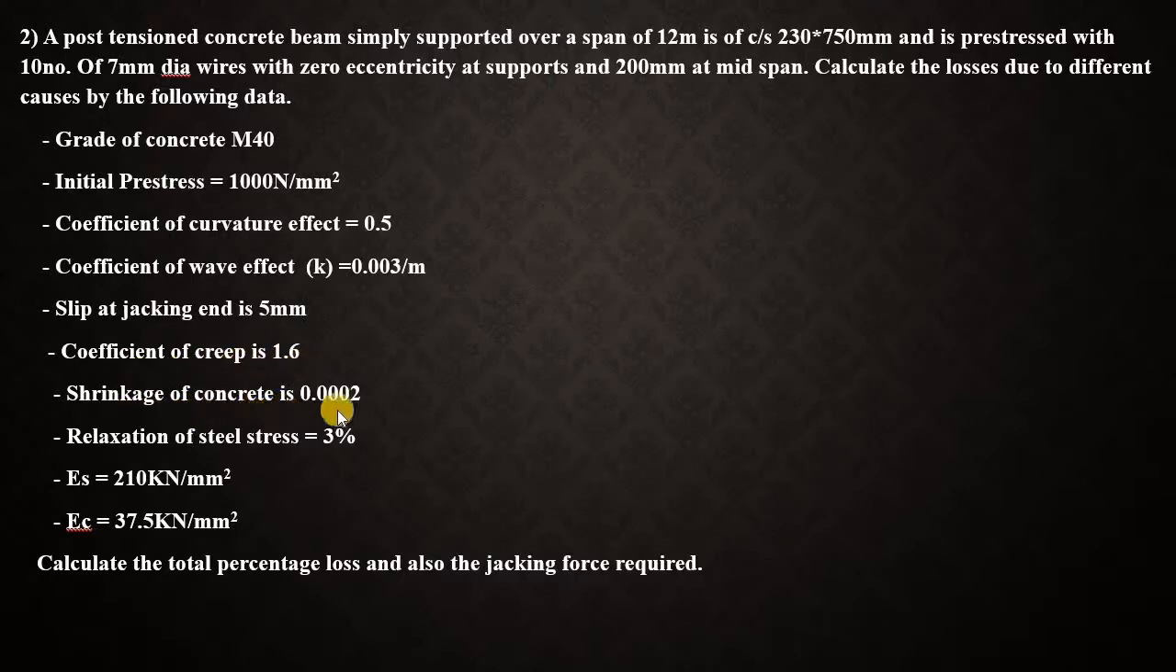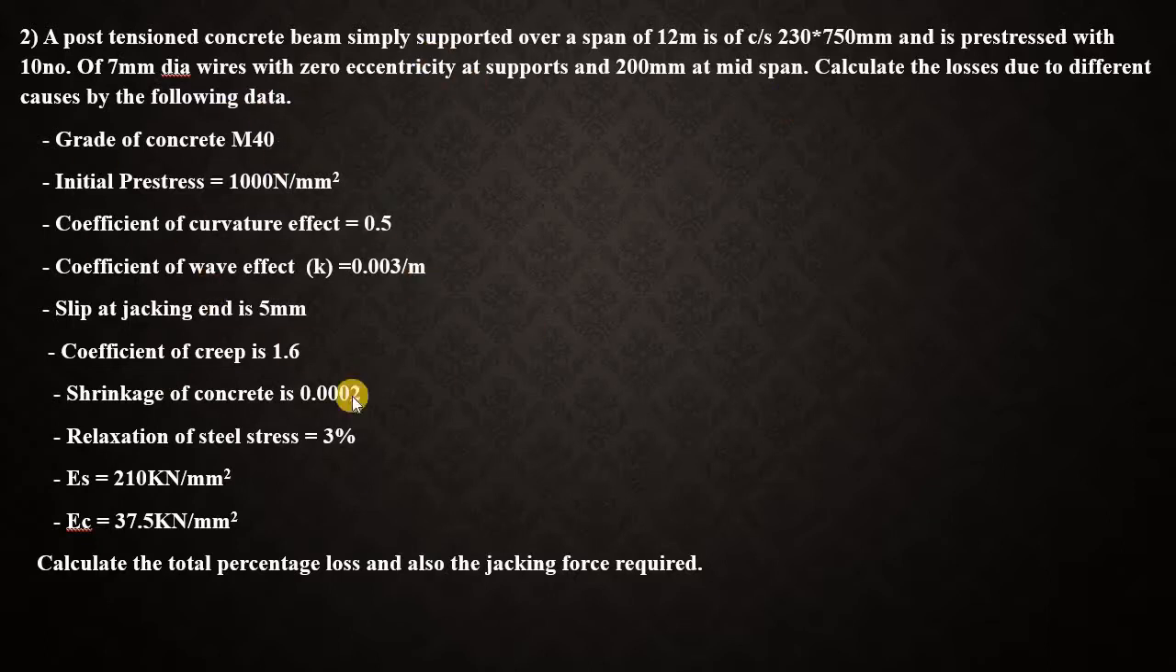Shrinkage of concrete is 0.0002. Relaxation of steel stress is 3%. Young's modulus of steel 210 kN per mm square. Young's modulus of concrete 37.5 kN per mm square. Calculate the total percentage loss and also the jacking force required.